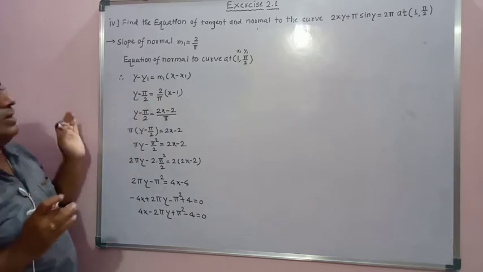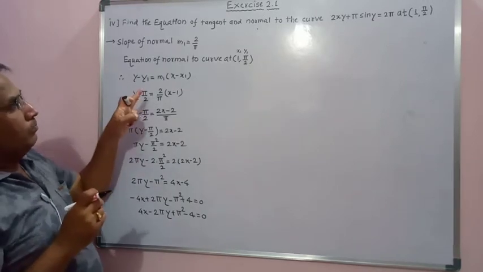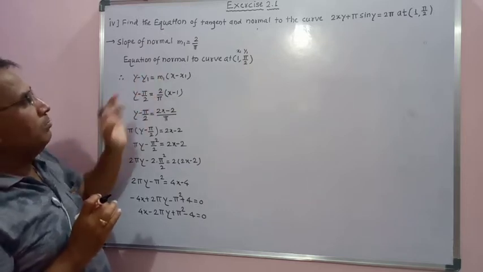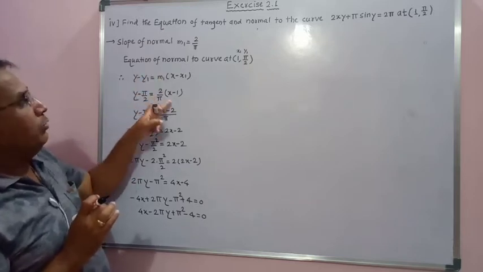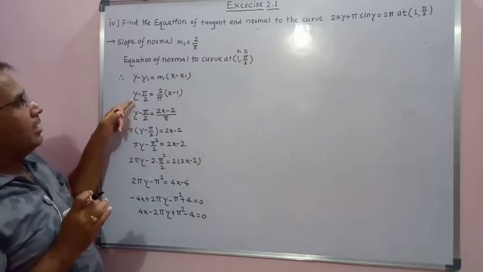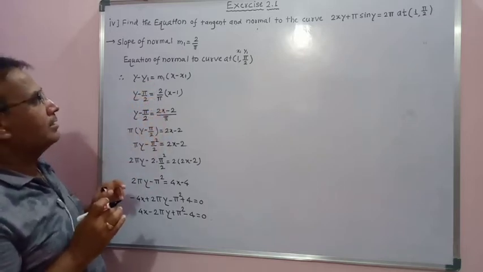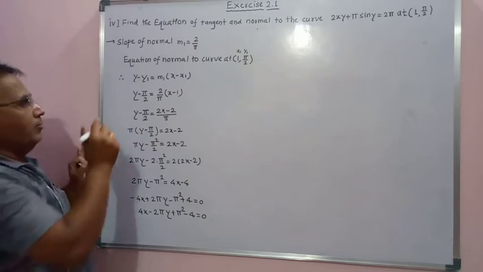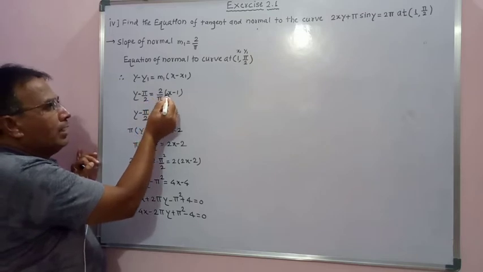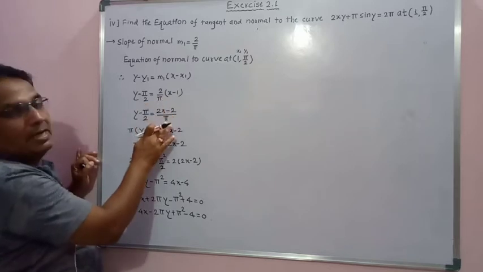Therefore, y minus pi by 2 equals m1, the slope of normal, which is 2 by pi, into x minus x1. x1 is given as 1. Therefore, y minus pi by 2 equals 2 divided by pi into x minus 1. So y minus pi by 2 equals 2x minus 2, all divided by pi.